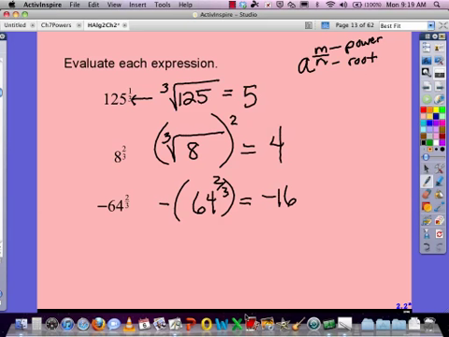So we'll be practicing these, a little more complicated ones, really work on those properties, and come to class with any questions you might have about those properties.